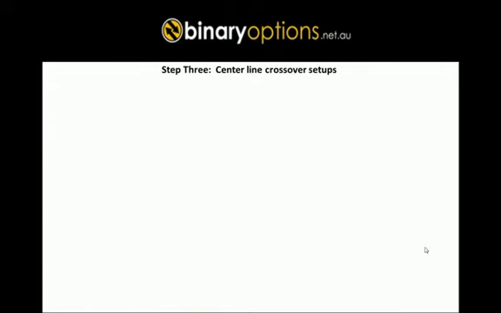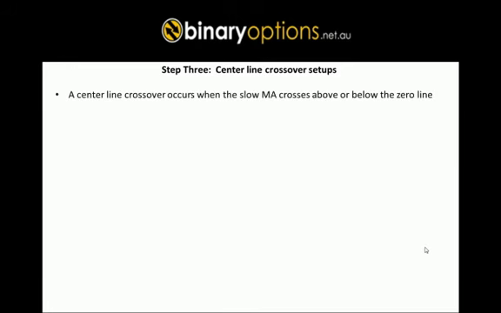The next signal we're going to go through is the centerline crossover setup. A centerline crossover occurs when the slow moving average crosses above or below the zero line.